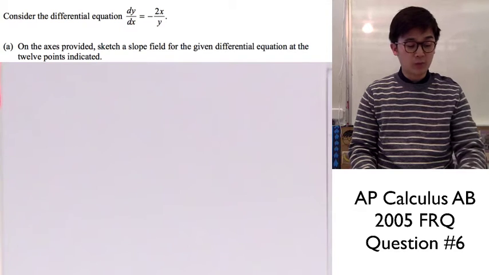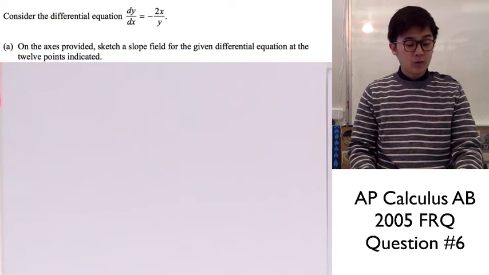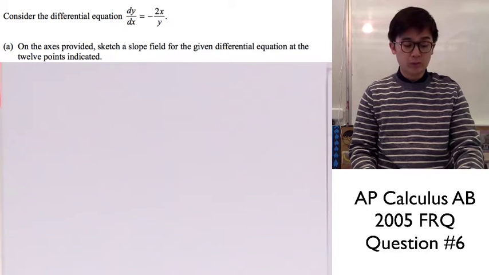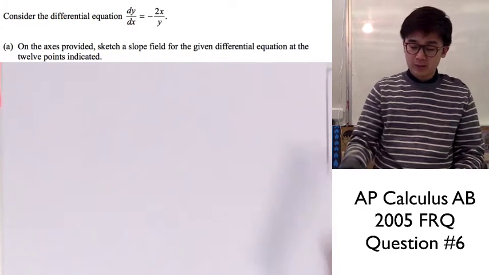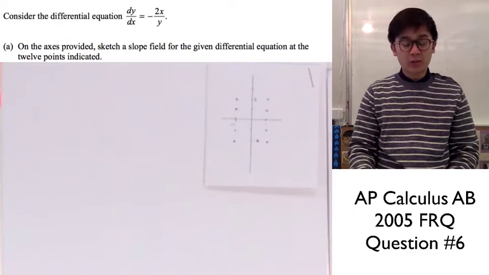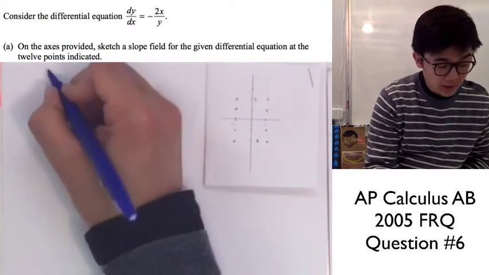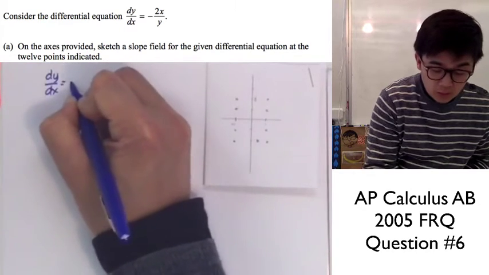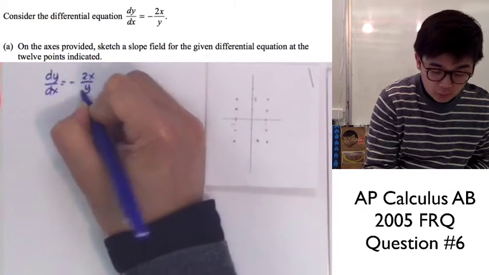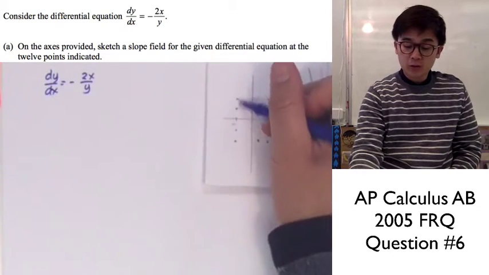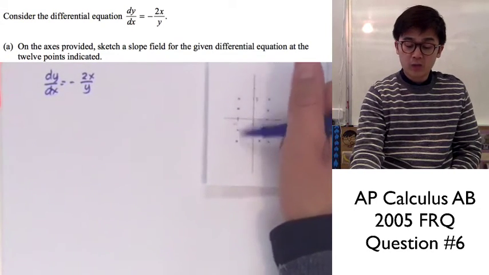And it's going to be from x negative 1 to positive 1, and for the y values, it's going to be from positive 2 to negative 2. Which is something similar to this one. So to sketch the slope fields, we're going to start by writing out our differential equation, which is negative 2x all over y.